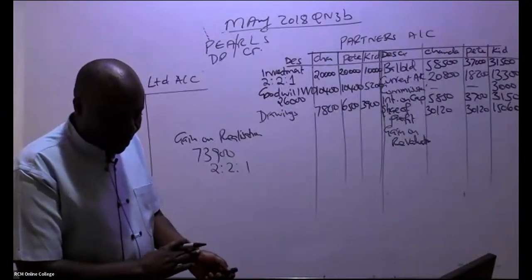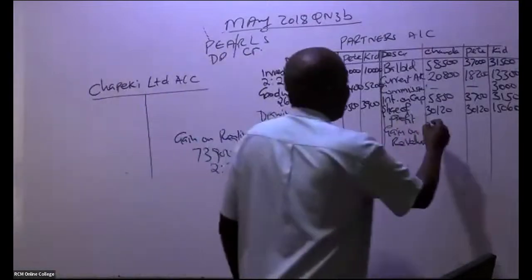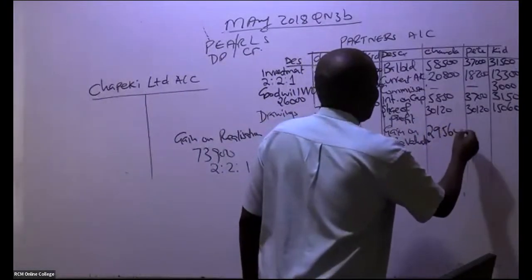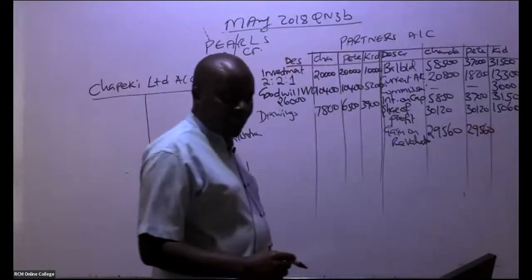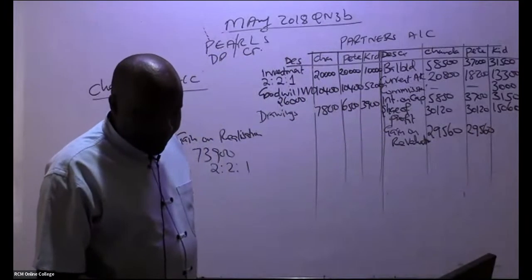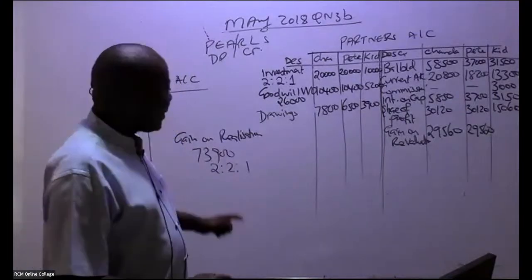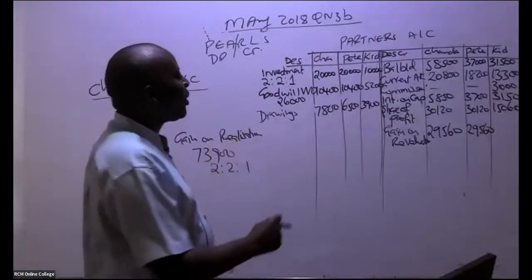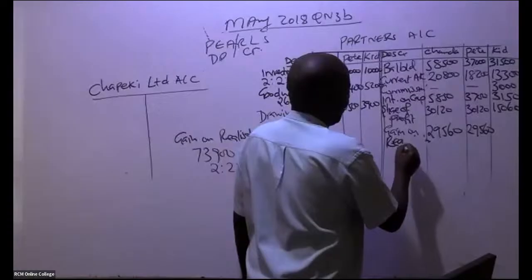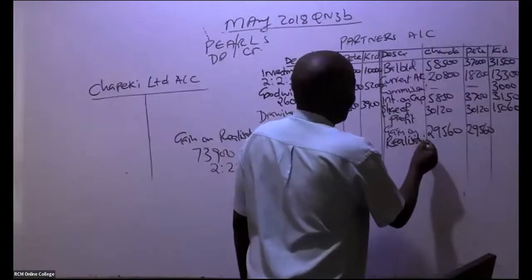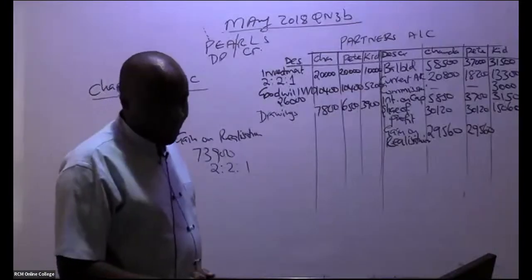I'm told 29,560. It's only one student who has given me that answer. Thank you, Nancy. 29,560. And then lastly, these are the smaller ninja. Yeah, remember it's gain on realization, not revaluation. You are a very good student. So this smaller ninja gets 14,780.